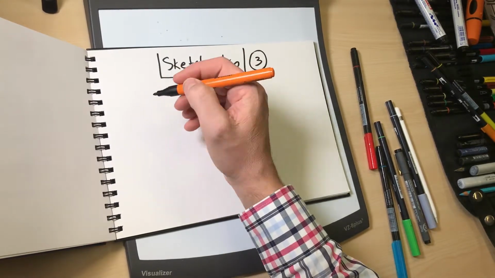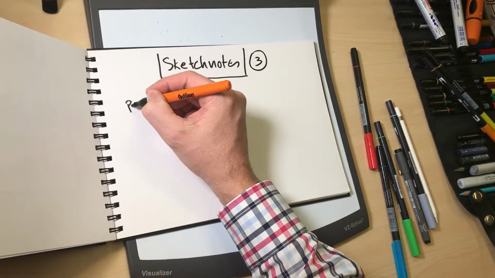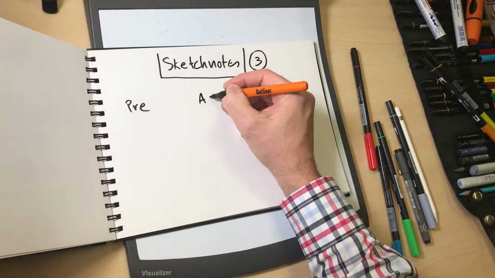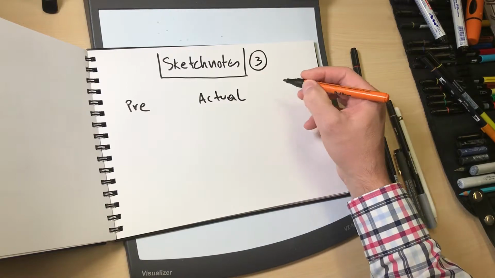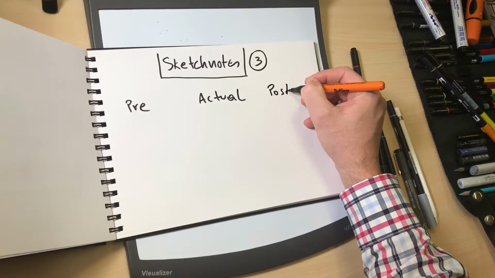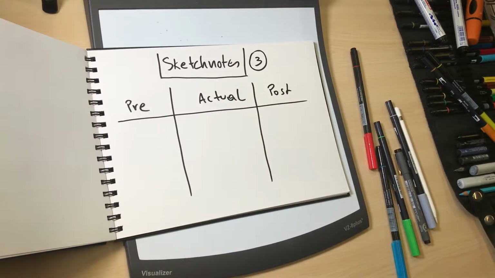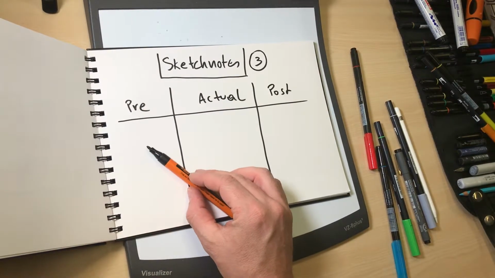We have more or less a pre-phase. We have an actual phase where it's happening. And we have a post phase. So what is happening on the pre-phase?